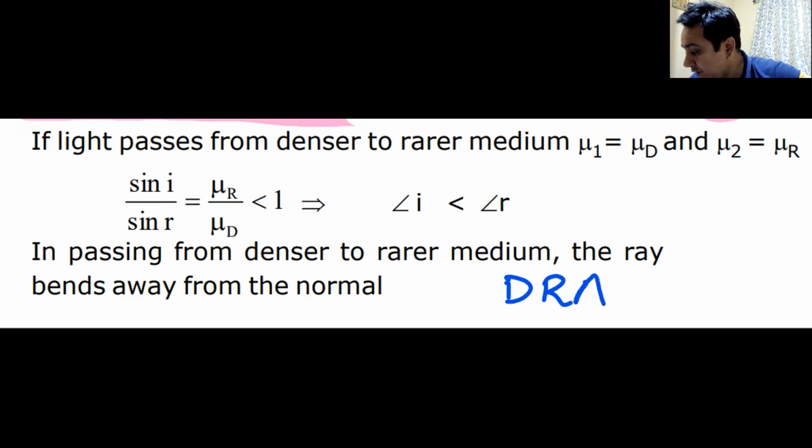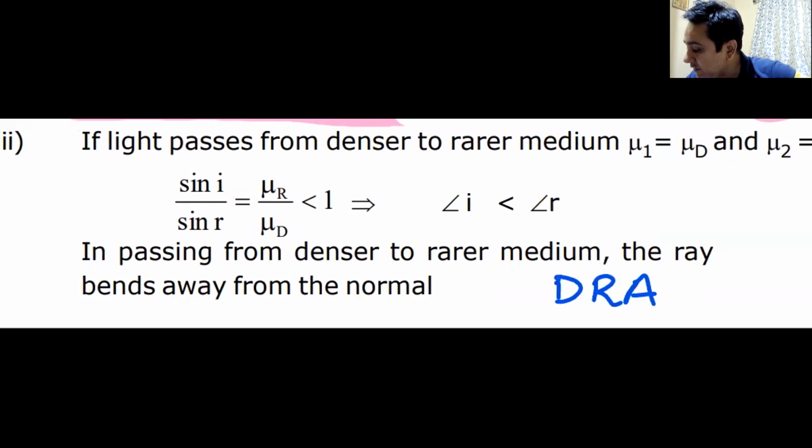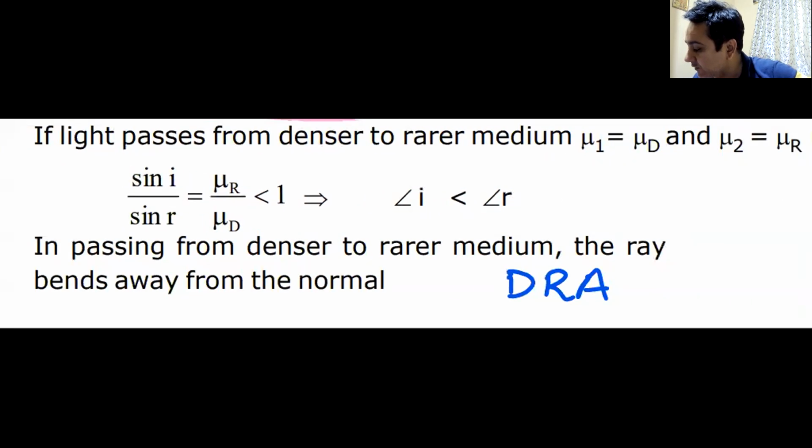It will bend away from the normal, and this is how I remember it. DRA: from denser to rarer, it bends away from the normal. From denser to rarer, it moves away from the normal. Do we understand this? You just have to remember one.